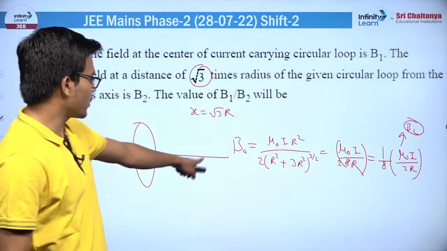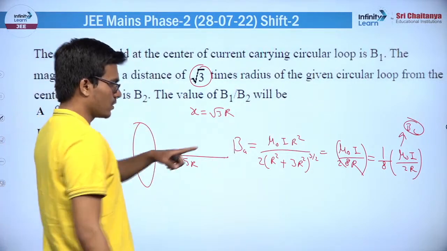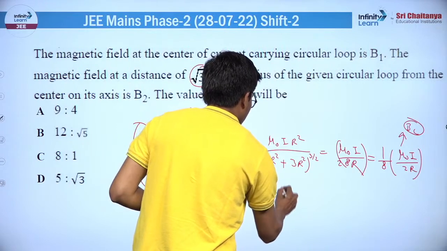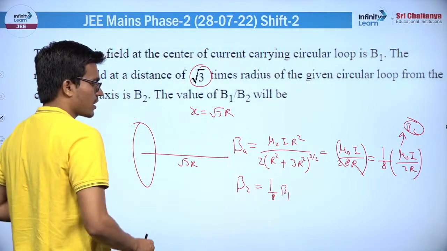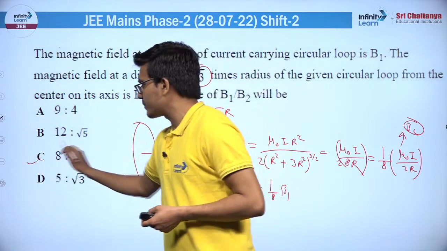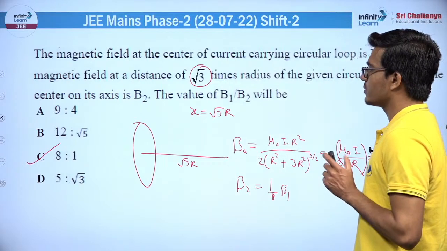So the magnetic field on the axis is actually 1 by 8 times the magnetic field at the center. So this is my B2, which is 1 by 8 of B1, and the ratio asked is B1 by B2. That means the answer should be 8, which is the C option. All right, an easy question, again a direct formula based question.